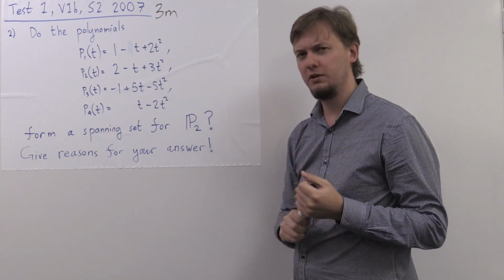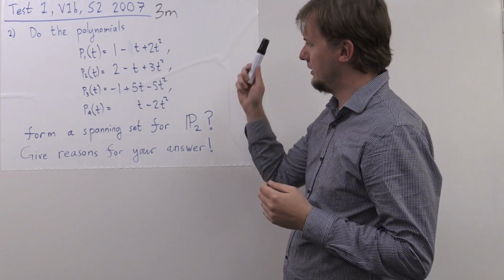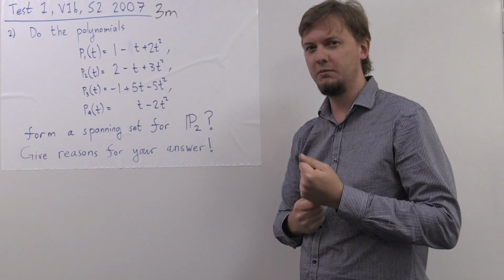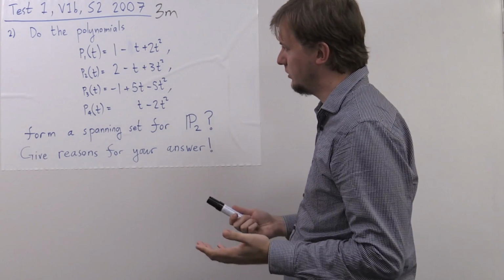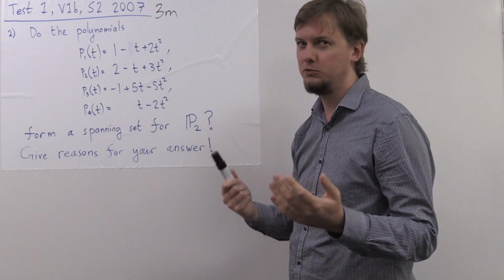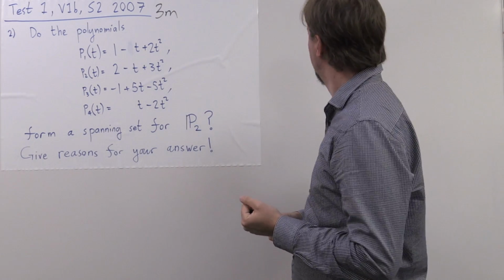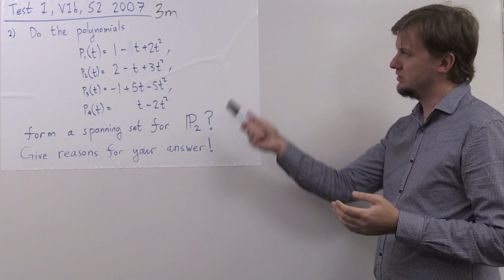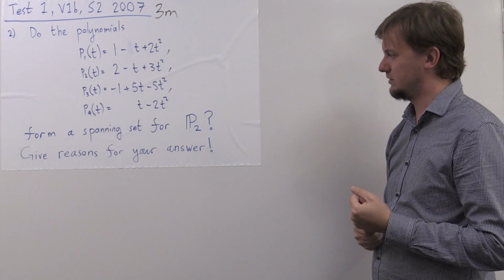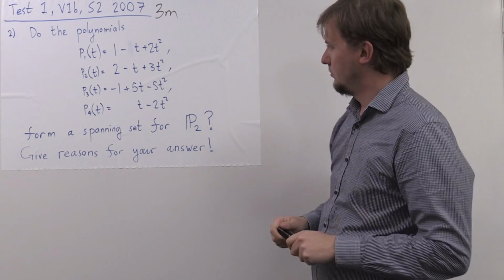I double checked, the rest of them should be correct. It's always good to double check when you copy down information. You want to make sure you're answering the right question. If you're starting with the wrong information, you're not answering the right question. Okay, so the question is, do these polynomials form a spanning set for P2?